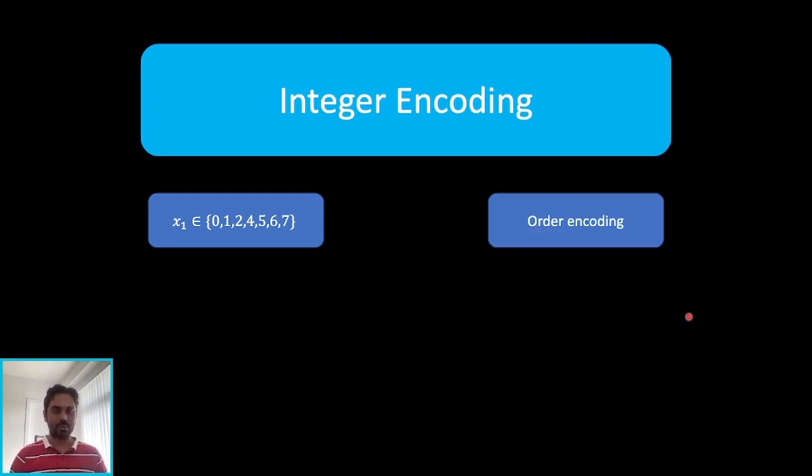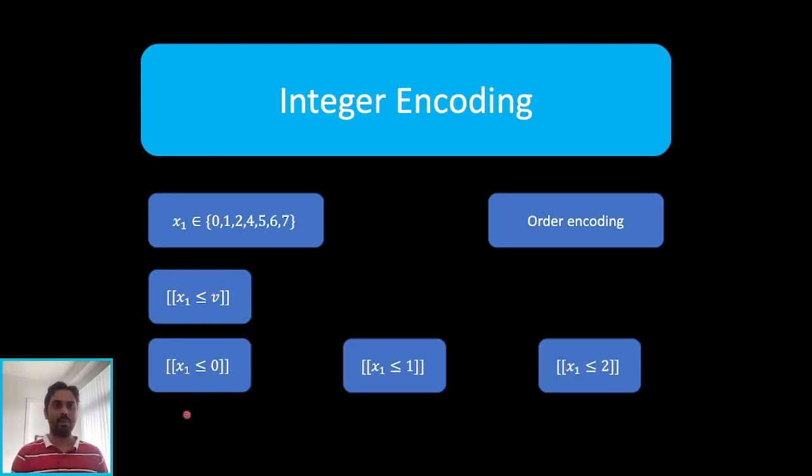Okay, so how does that work? We are going to create Boolean variables which represent this. Here we have x1 as our integer variable, which takes the values 0, 1, 2, 4, 5, 6, 7. 3 is not present, but all the other values between 0 and 7 are present. So we'll say that x1 is less than or equal to v. That is one Boolean variable, and v can be all of these values. For example, x1 less than or equal to 0 is one Boolean variable, this is the second, this is the third, and so on.